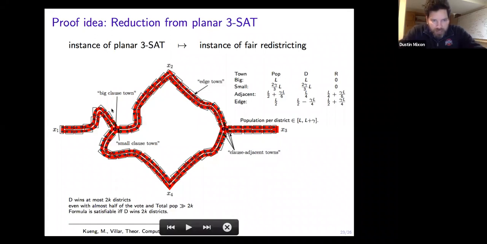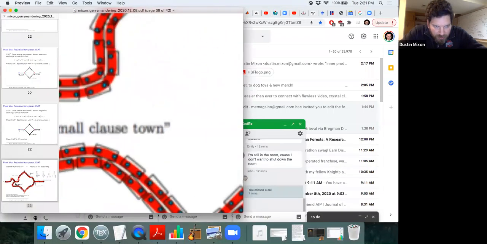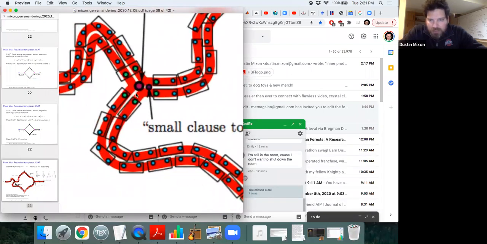So I'm actually going to get out of this screen share, and this will allow me to zoom in. Okay, so we're zooming in here. Here's the different types of towns. You have this big clause town, okay? And then you have a small clause town. And then you have all of these blue things are edge towns, okay? And then you have clause adjacent towns in green here, okay?